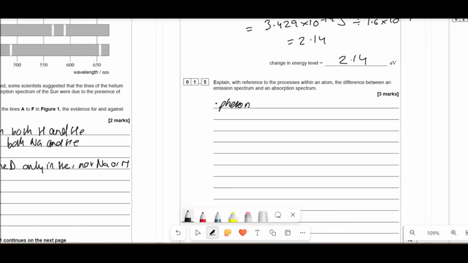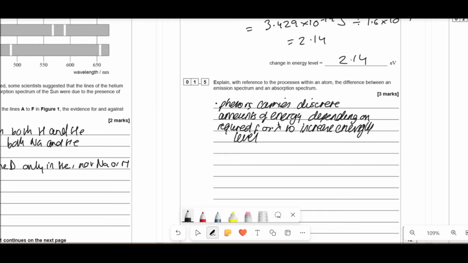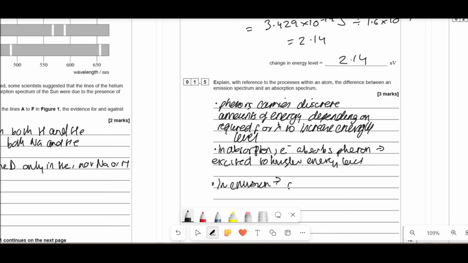The photons carry discrete amounts of energy depending on the required frequency or wavelength for the energy state. So in absorption, the electron absorbs a photon and becomes excited to a higher energy level. In emission, it's de-excited and emits a photon. It's talking about what's happening within the atom, so electron behaviours and so on.